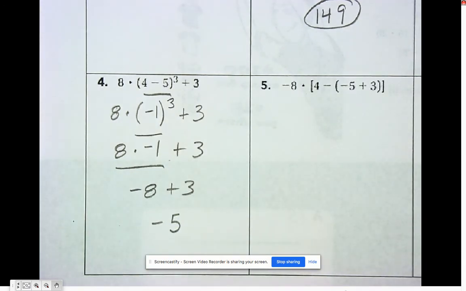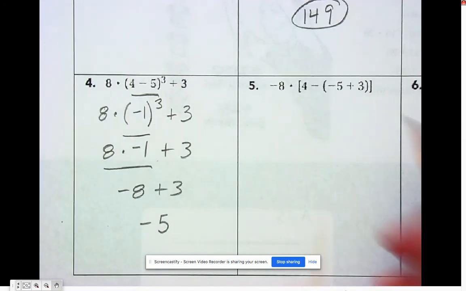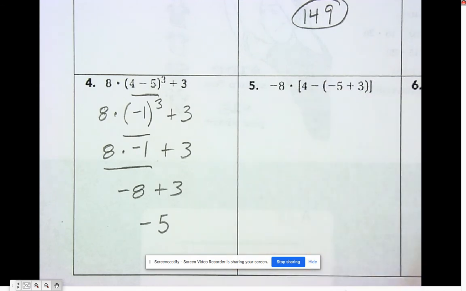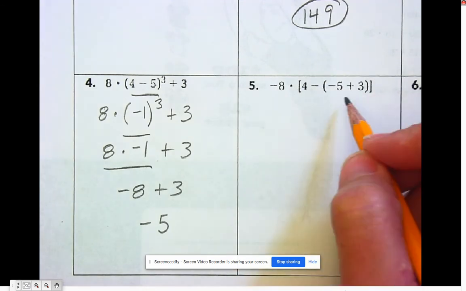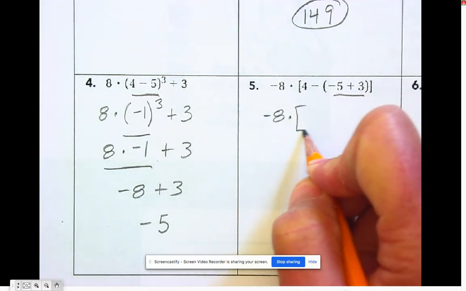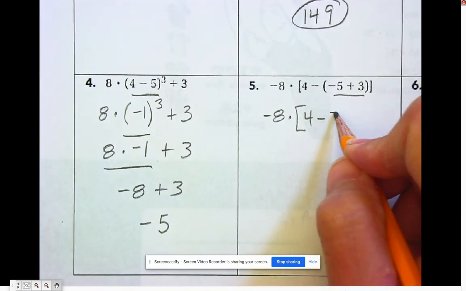Okay, let's look at 5. All right, so I've got brackets and parentheses. I'm going to do the inside parentheses inside that bracket. First thing I'm going to do is that step. So negative 8 times 4 minus negative 5 plus 3 is negative 2.